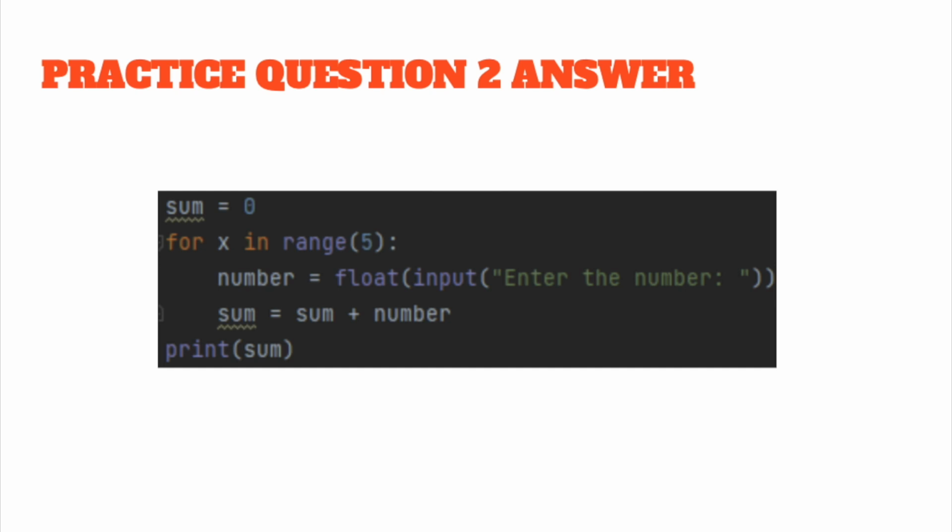Hopefully you've got something like this. You've set the sum equal to 0, for x in range 5, because in this particular case we want to run it 5 times. We get the input, we do the addition, and then we print the sum out. Remember, we're using count control loops. You could do this using a while loop as well, but we're not going to do that because we're focusing on learning the for loop.